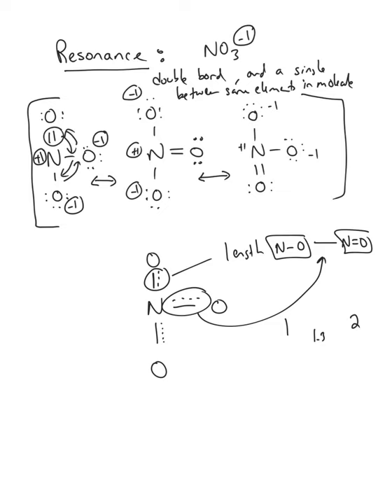So the length tends to be somewhere in the middle, and the energy of that bond tends to be somewhere in the middle. Again, double bonds are shorter and stronger than single bonds. So this bond would be somewhere in the middle, where it's a little bit longer and a little bit more energetic, because the double bond is going to all those various locations. Okay, so that's resonance.